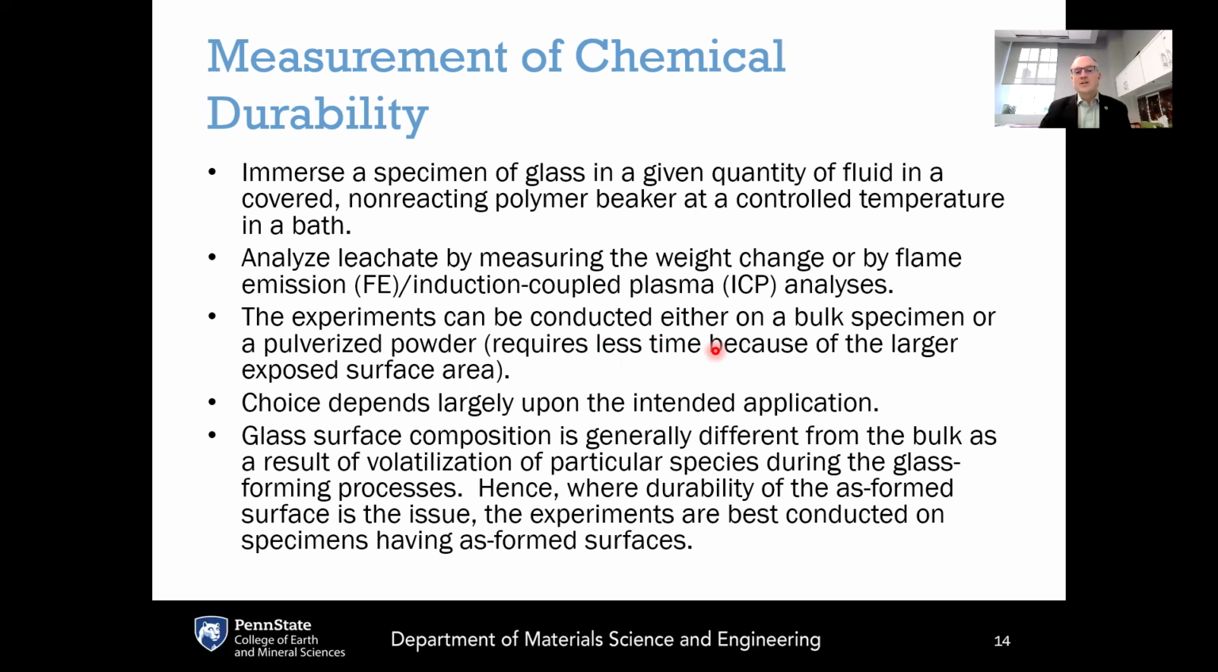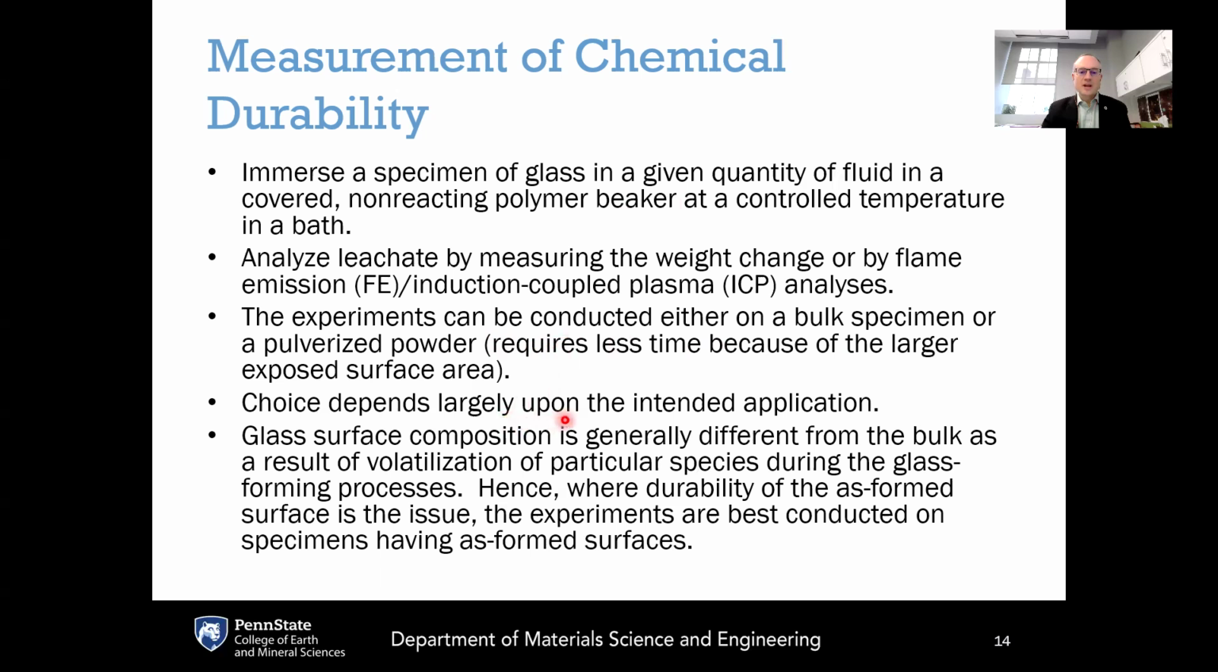If the corrosion rate is expected to be fast, then a bulk sample will be fine because that has a lower surface area to volume ratio. However, if the glass is expected to have a low corrosion rate, then it is beneficial to pulverize the glass into a powder first, because that increases the surface area to volume ratio and therefore would increase the rate of chemical release as a result of the reaction because of the greater exposed surface area.